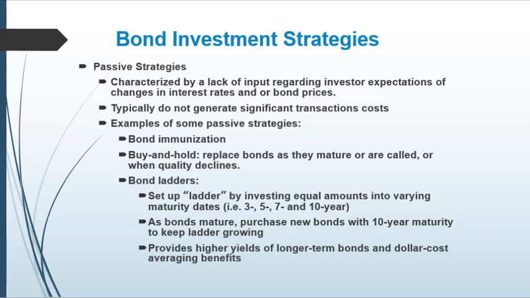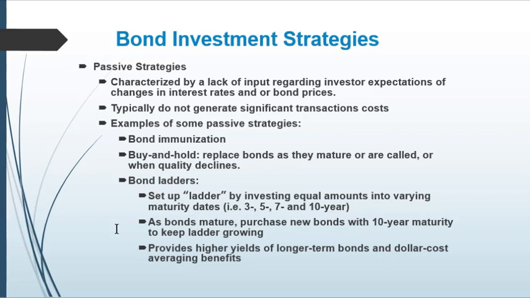One is called bond immunization. We've talked a little bit about that. Ultimately, you would pick a time horizon, let's say 15 years, and you want the duration of your bond portfolio to be equal to the investment horizon. Buying and holding, replacing bonds as they mature or when quality declines, is a buy and hold strategy. So even though it's passive, there could still be some active changing. Certainly when bonds mature, you want to replace them.